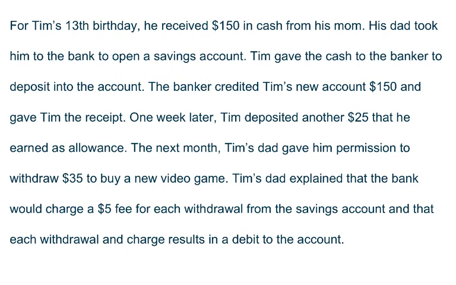Now, we are going to look back at this scenario and we are going to figure out which events happened first. So the event that happens first, Tim has received $150 from his mom. Second, he opens a savings account. Third, he makes a deposit into that account. Fourth, the banker credited his account $150. Then, 5, Tim made another deposit of $25.